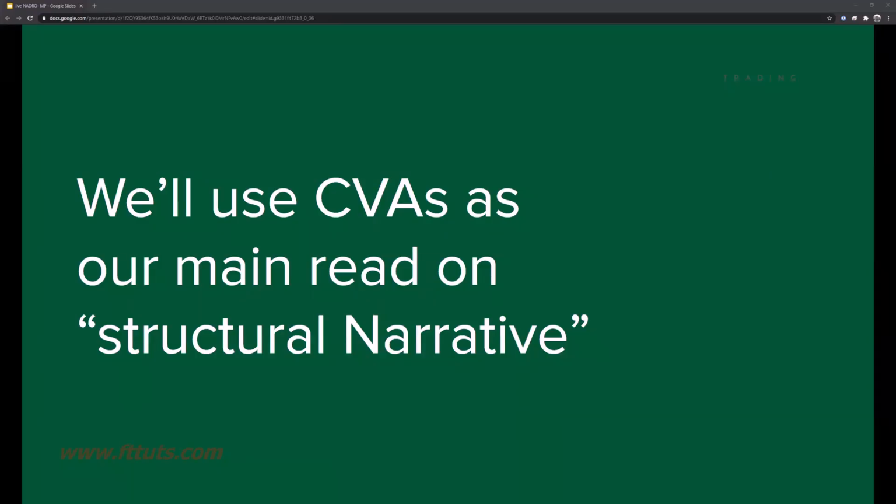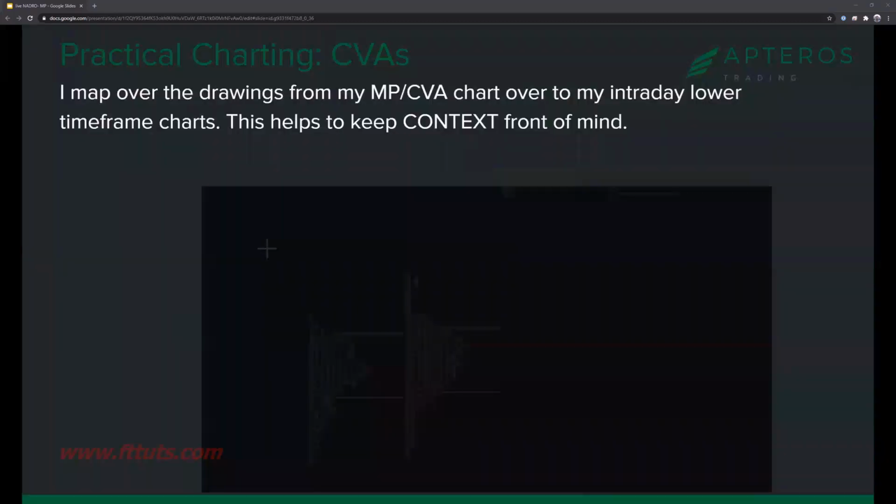We will use CVAs as our main read on what we call structural narrative. We'll introduce other ways of reading narrative complementary to this. But where we start right here, right now, is with learning to read structural narrative.